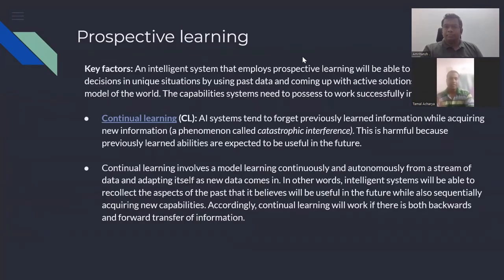Now, as I said, what are the key factors? As in the diagram, it says continual learning is the main thing. Obviously, a system has to forget previously learned information while acquiring new stuff. Now, this is where retention comes into the picture. With continual learning, obviously you can't retain everything that you are learning or everything that you are seeing. Some part will be chucked out and some part will be retained. What you want to retain depends. But continual learning has to happen. You have to update yourself.